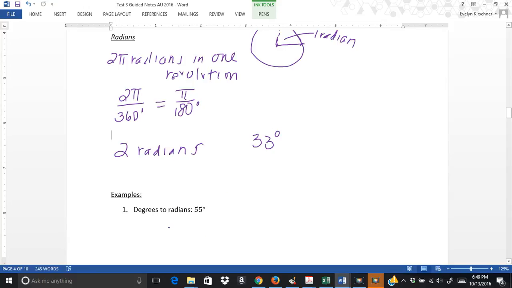Okay, so if I want to go from degrees to radians, I take my degrees and I multiply by pi radians over 180 degrees. And the degrees cancel out, and it equals 11 over 36 pi. And we like, a lot of times, to leave it with the pi.